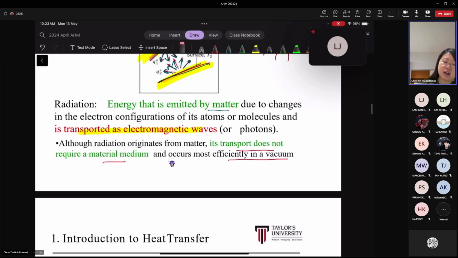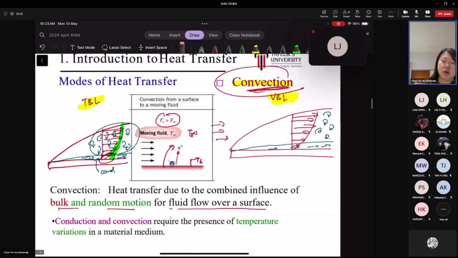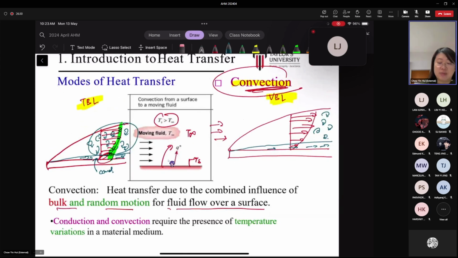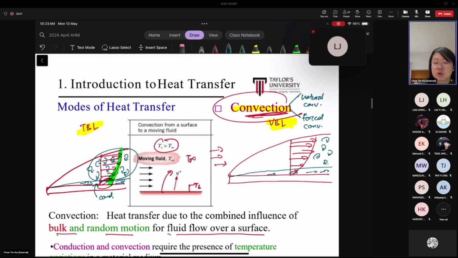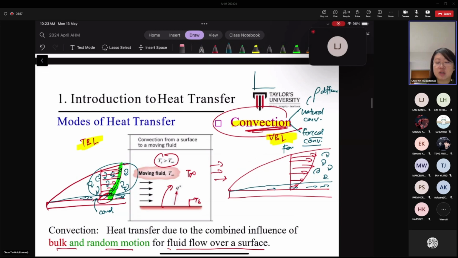Oh yeah, and one thing. When we talk about convection, don't forget we have two types. One is natural convection, and then we also have forced convection. Natural convection is due to density difference, whereas for forced convection you need a forced motion to cause the fluid to flow, usually by a fan or something else.